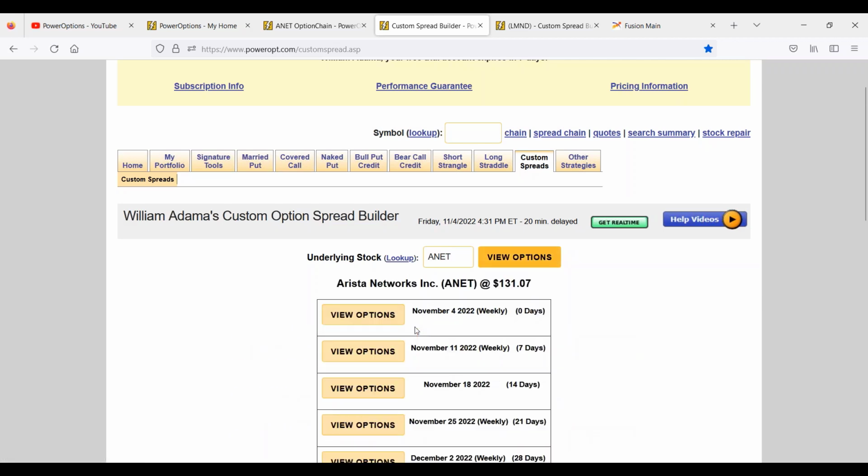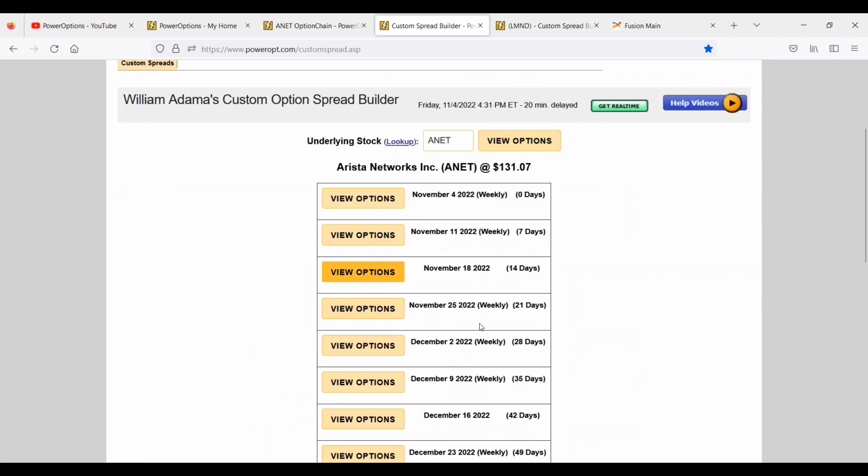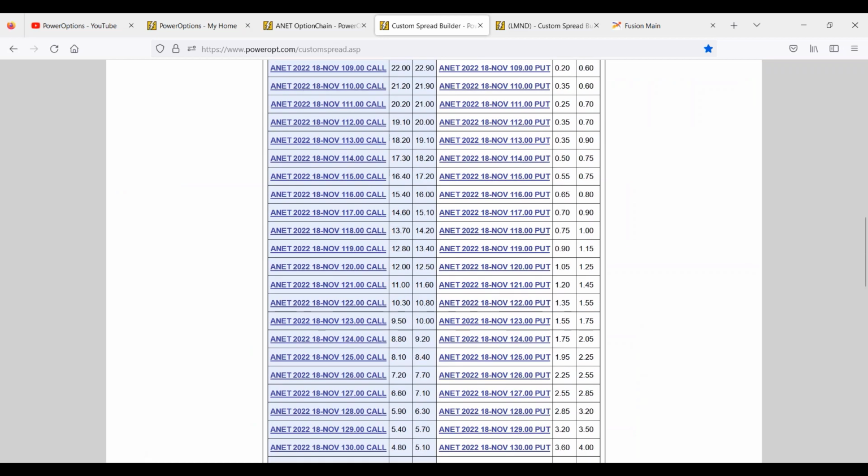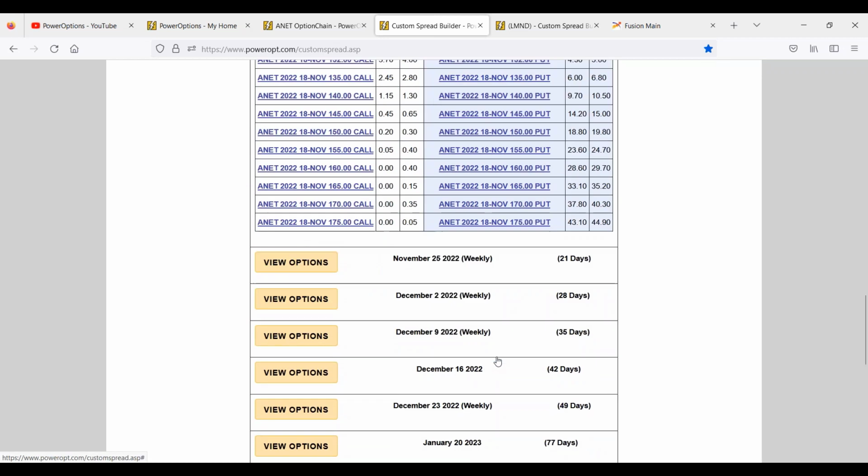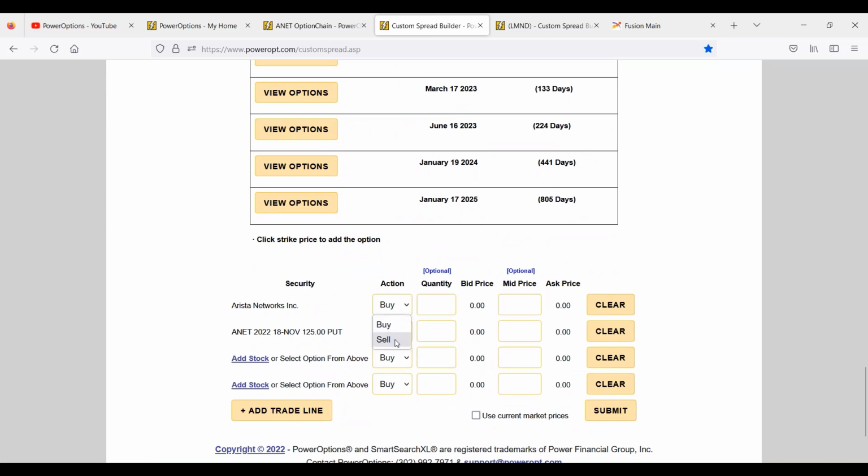And we're going to put in the stock. We're going to select our option, November 18th, 125 put. And this is not an actual trade. We're just using this as an example. We're going to say we got the midpoint at 210.